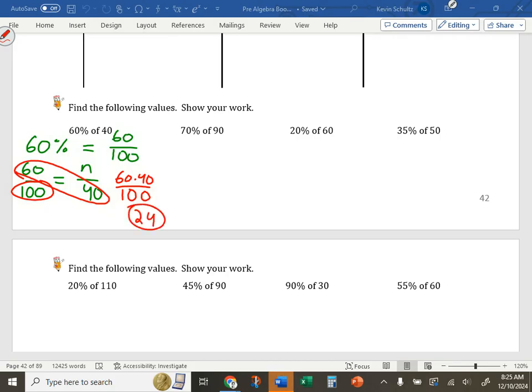Anyone do anything different? Did you go the simplifying route? If you did, what does 60 over 100 simplify to be? What could we rewrite that as? You have a couple options here. 3/5. If you go all the way down to the simplest form, 3/5 equals n over 40. You're multiplying by 8 now, right? 3 times 8 is 24. Maybe you went down to 6/10 only. 6/10 equals n over 40. Multiply 10 by 4 to get to 40. 6 times 4 is 24 as well.